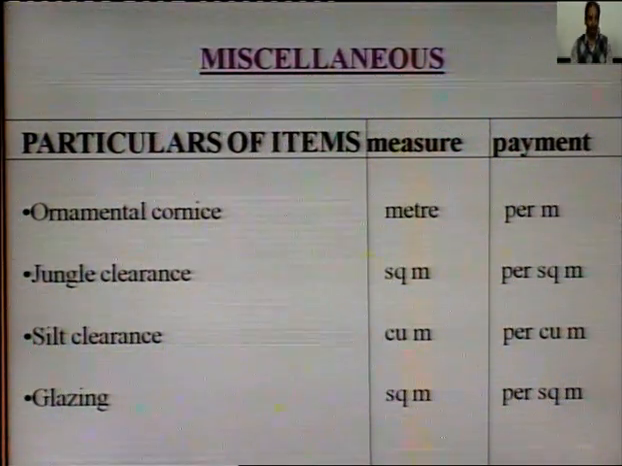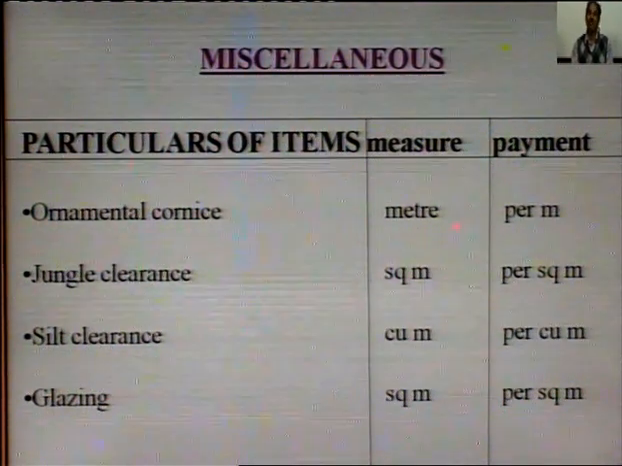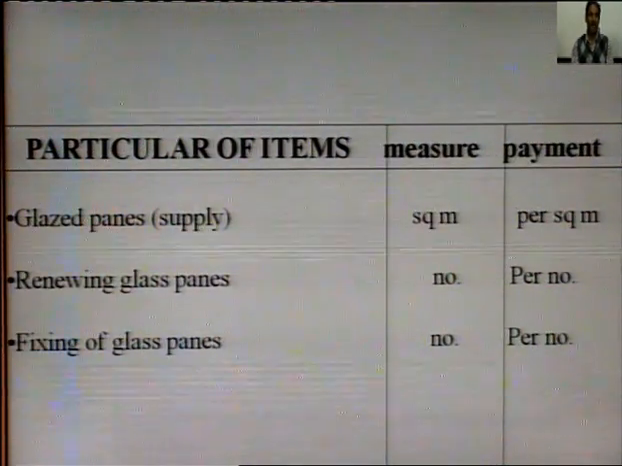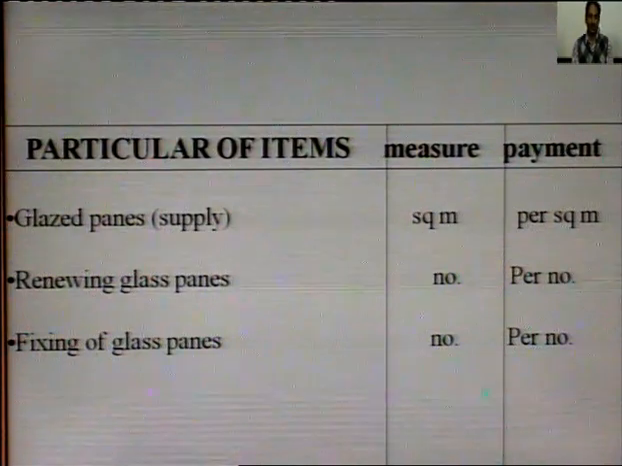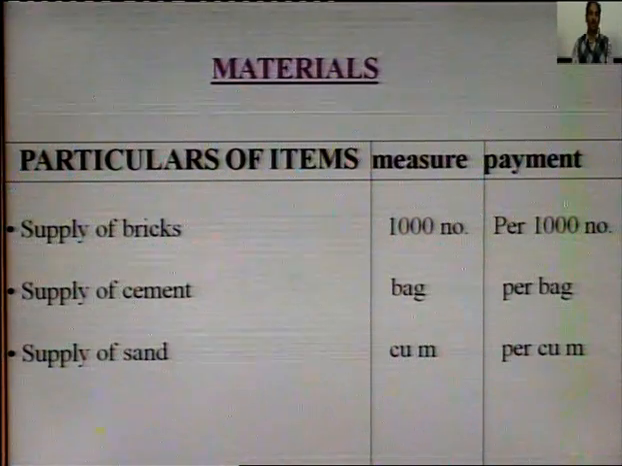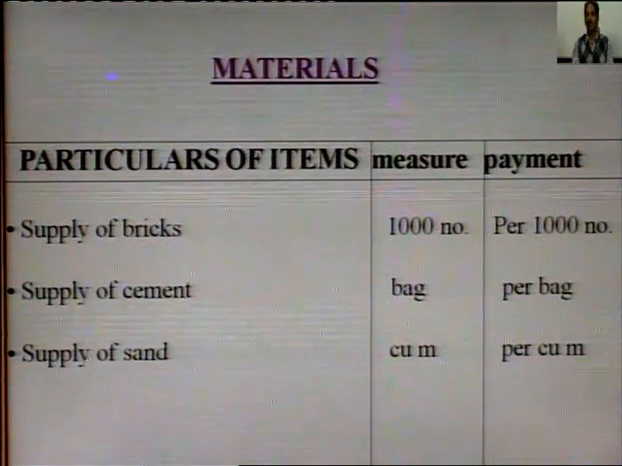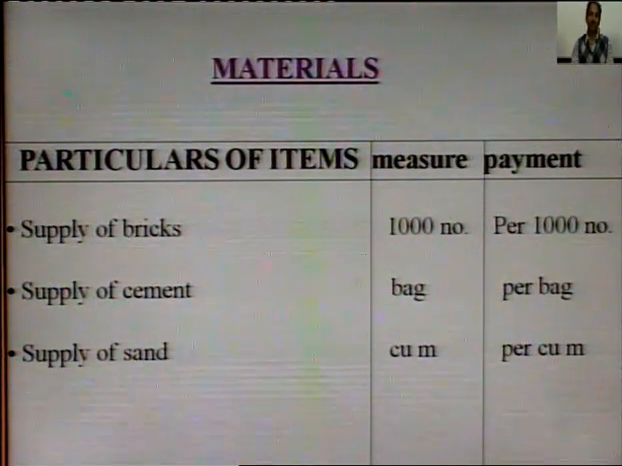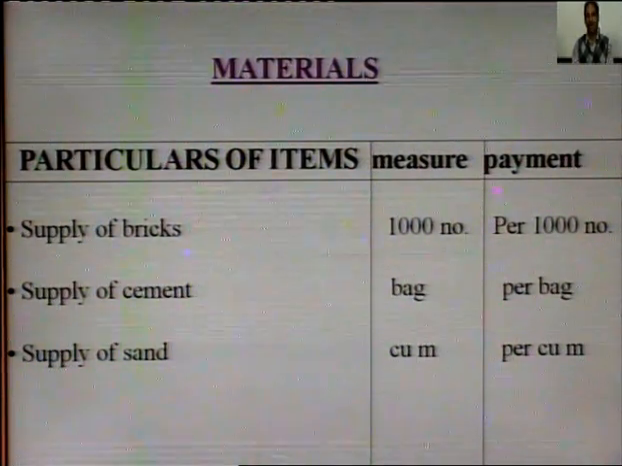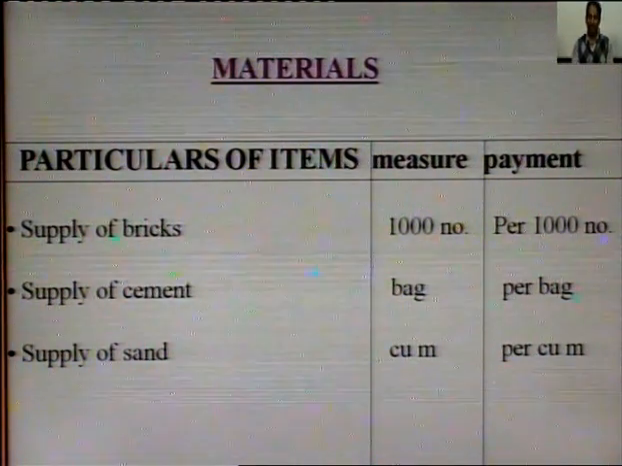And a very important term is below, glazing. Glazing is all measured in square meter and your unit of payment is per square meter. And fixing of glass panes measured in numbers, your payment is per number. So, supply of bricks 1000 numbers, unit of payment to the brick kiln is per 1000 numbers. Supply of cement, always cement is measured in bags, your payment is per bag. Supply of sand, cubic meter, your payment is per cubic meter.